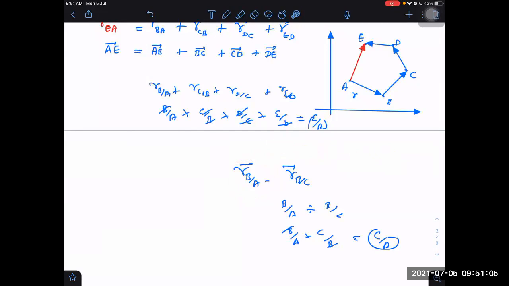Have you got this point or not? Right. Yes, sir.